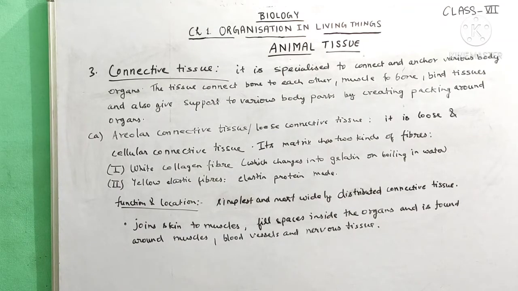Okay, function and location of the areolar connective tissue. It is the simplest and most widely distributed connective tissue inside the animal. It joins skin to muscle, fills the spaces inside the organs, and is found around muscle, blood vessels and the nervous tissue.